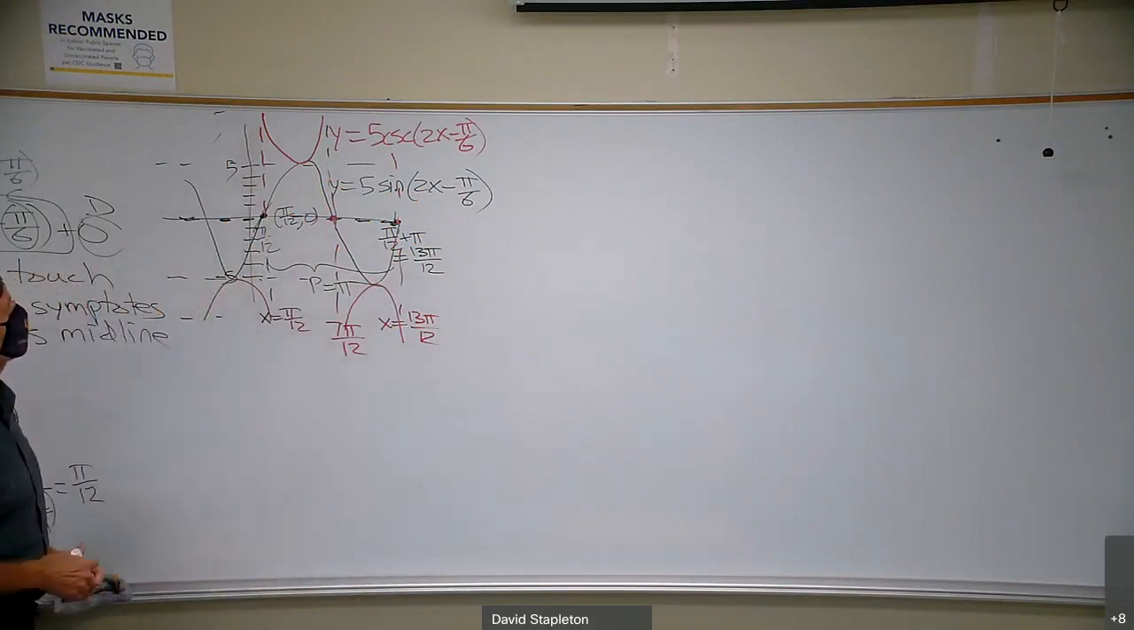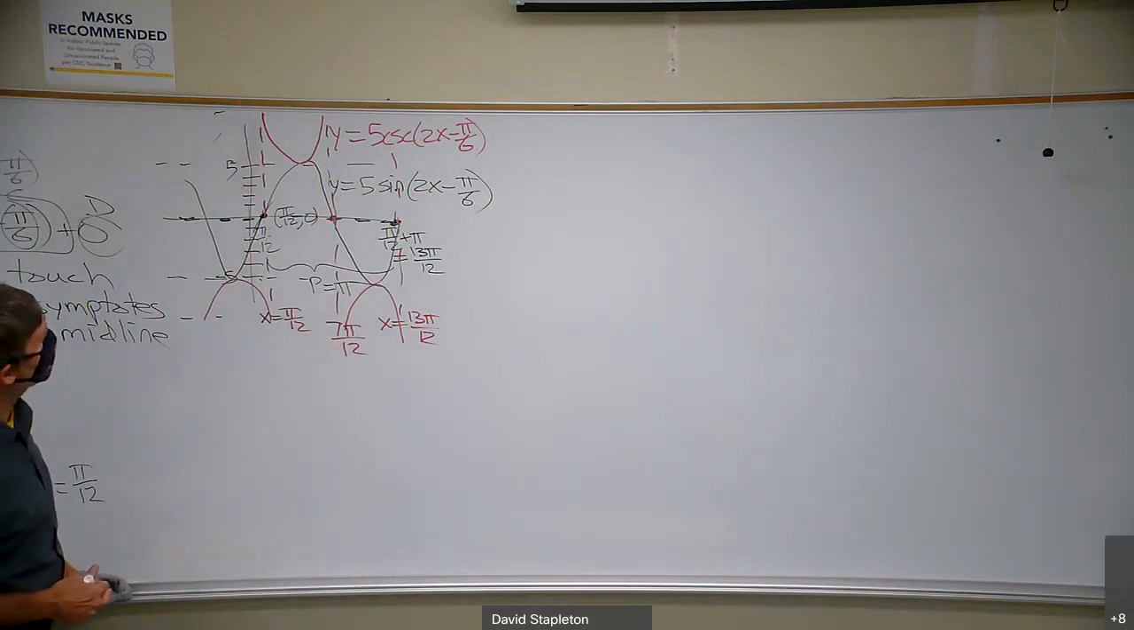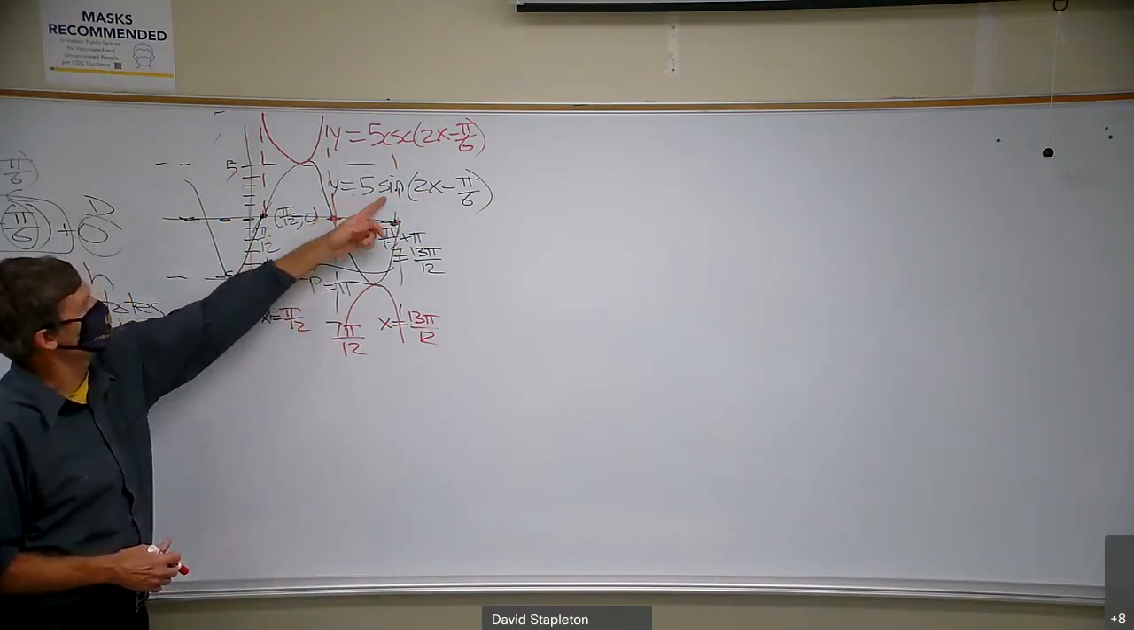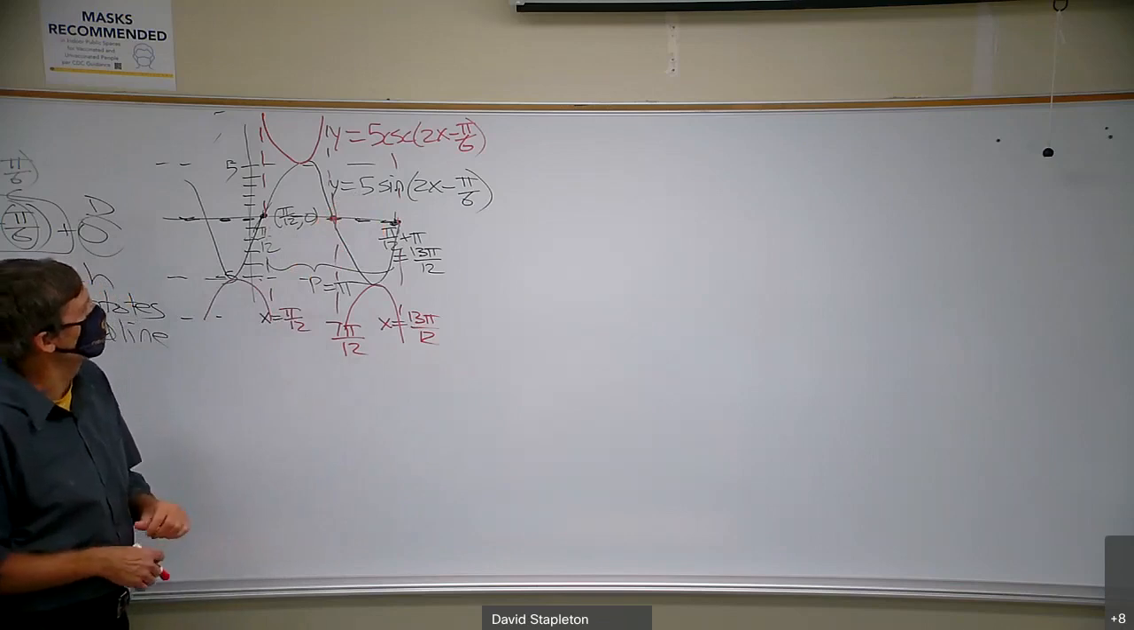Similarly, we can sketch secant to touch the peaks and valleys of cosine. Just do the same function with the same numbers, replacing secant with cosine.